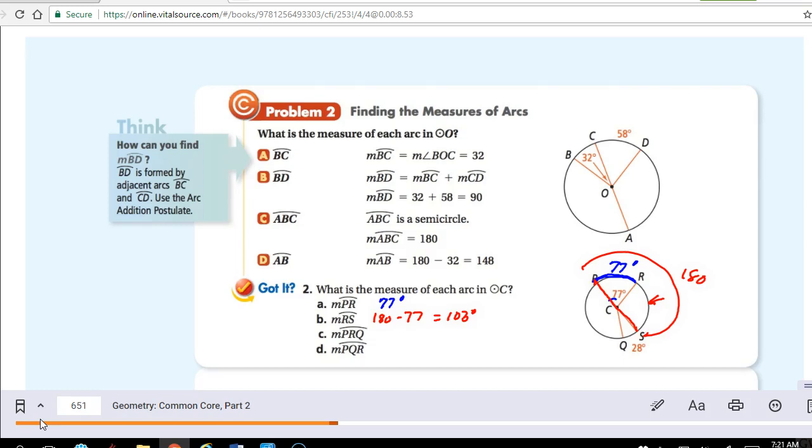Now, PQR means that it is running from here all the way by Q and then all the way up here to R. Okay, so we're talking about this angle right here. Now, we just established that this one was 103, and we also established that this side was 180, which means this side is also going to be 180. So we're going to add those together. This one would be 180 plus 103.